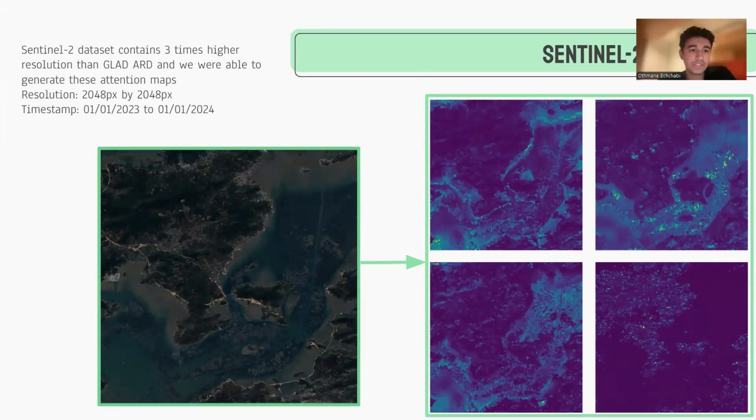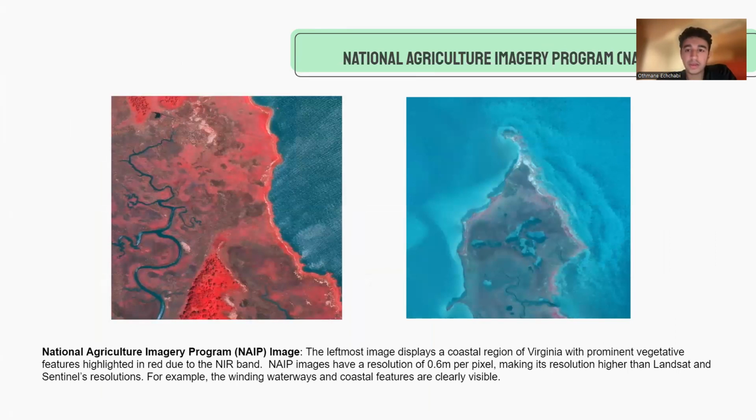After using the first dataset, we noticed that it had a very low resolution compared to some others. So we decided to use Sentinel images, which had about 3 times higher resolution compared to the Landsat images that we used before. Since we were looking for high resolution images, we also found a dataset from the National Agricultural Imagery Program that had a resolution of 0.6 meters per pixel, but that was only available in the US. So we used that to compare how that would affect the results.